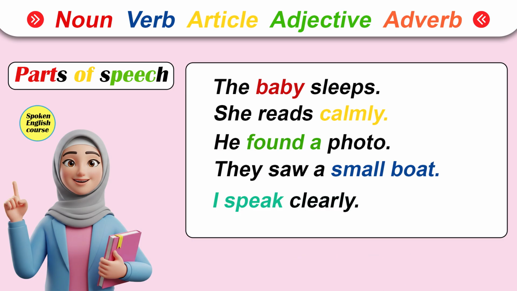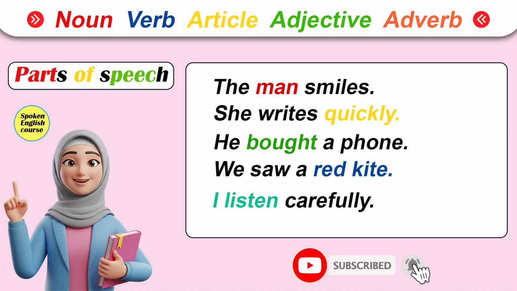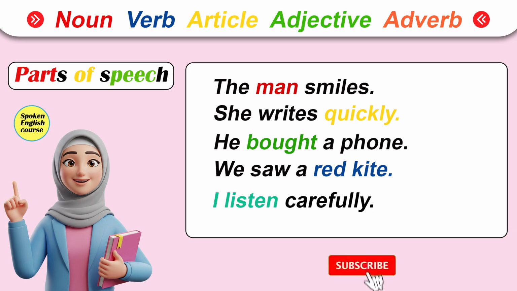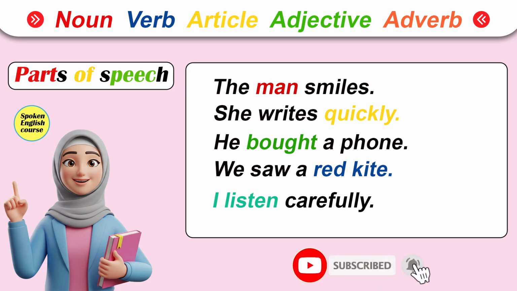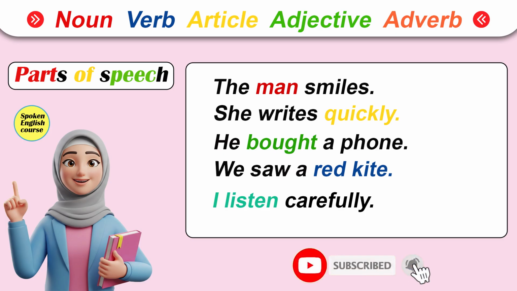I speak clearly. The man smiles. She writes quickly. He bought a phone. We saw a red kite.